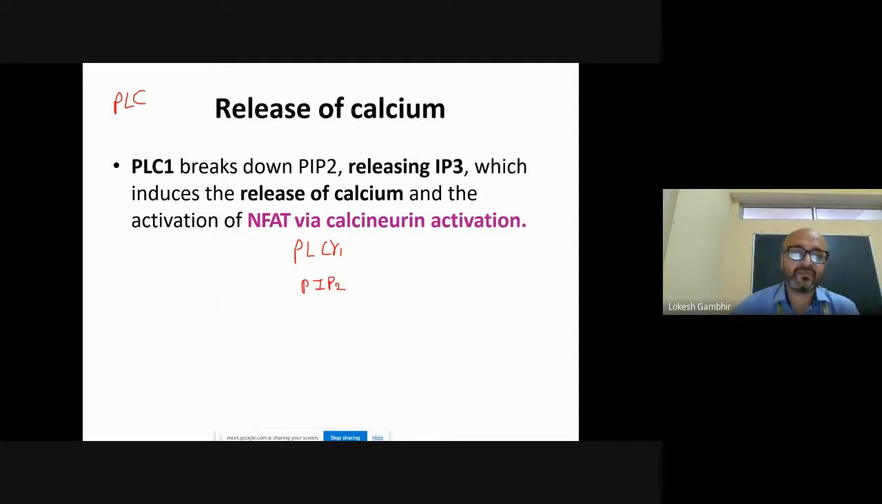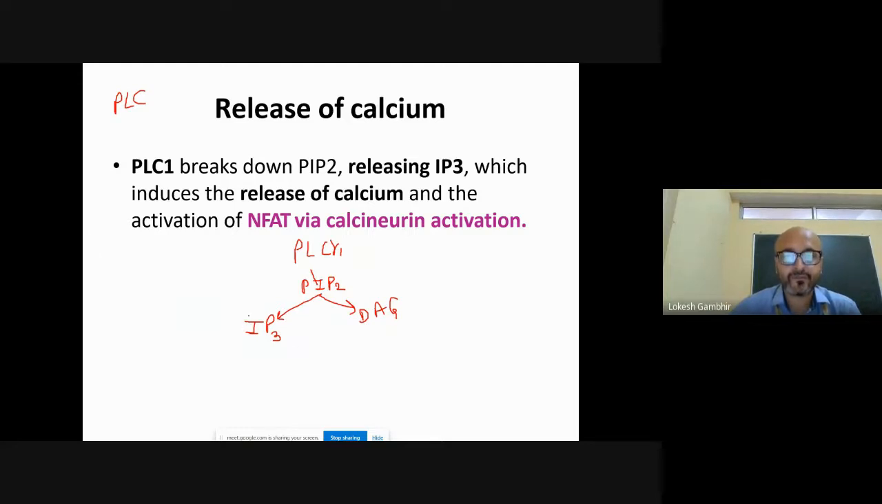What is PIP2? It's a phospholipid made up of inositol phosphates and diacylglycerol. It will break down into its constituent components. One is IP3, that is inositol triphosphate, and another molecule is diacylglycerol. See, lipids are made up like this: a fatty acid, glycerol along with an acid. So we have inositol and we have diacylglycerol.